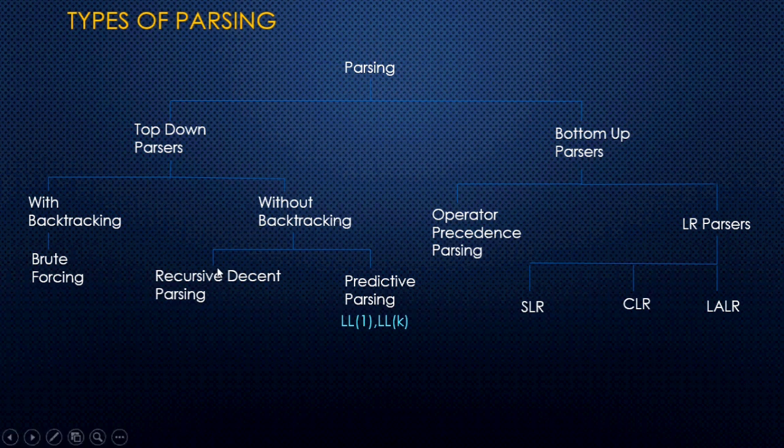So there are two types of without backtracking: one is recursive descent parsing, and another is predictive parsing. Predictive parsing is also called LL1 parsing or LLK parsing. Now in bottom-up parsing, you have operator precedence parsing and LR parsing. And LR parsing is classified into three types: SLR, that is simple LR parsing, then CLR, canonical LR parsing, and LALR, look-ahead LR parsing. So that's about the role of the parser and the types of parsing.